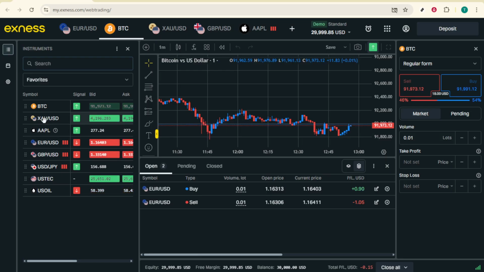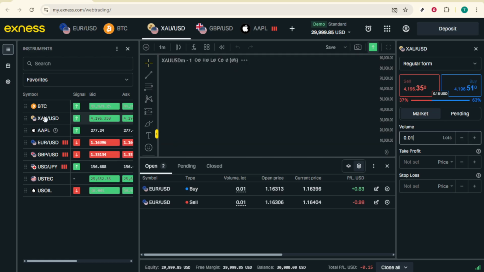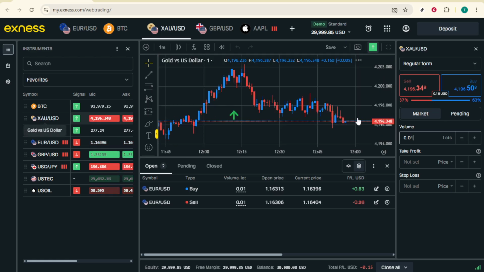When you're ready, open the order ticket by clicking Buy if you expect price to rise or Sell if you expect it to fall. This action doesn't execute the trade yet, it just opens the ticket so you can set your parameters. Confirm you're on the correct instrument by double-checking the symbol at the top of the ticket.